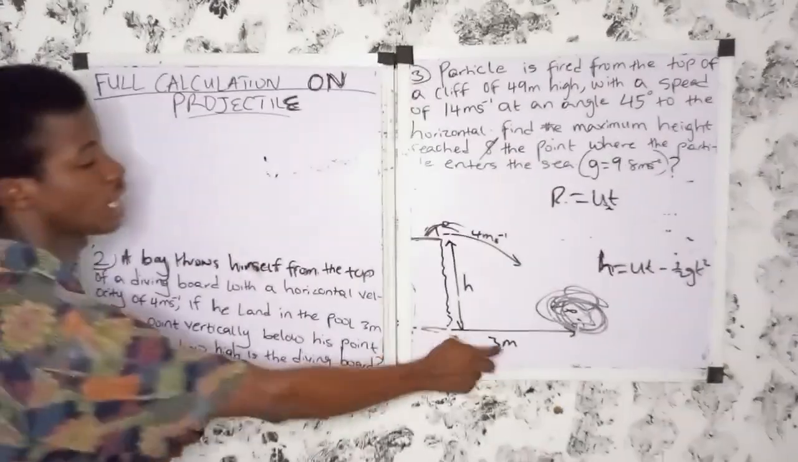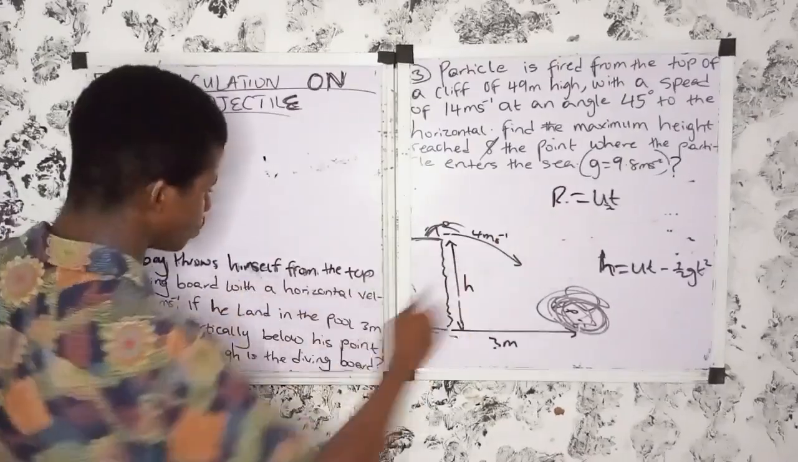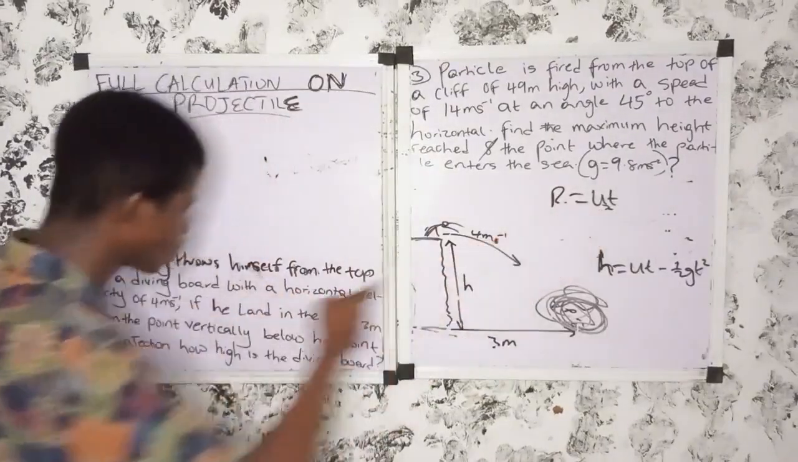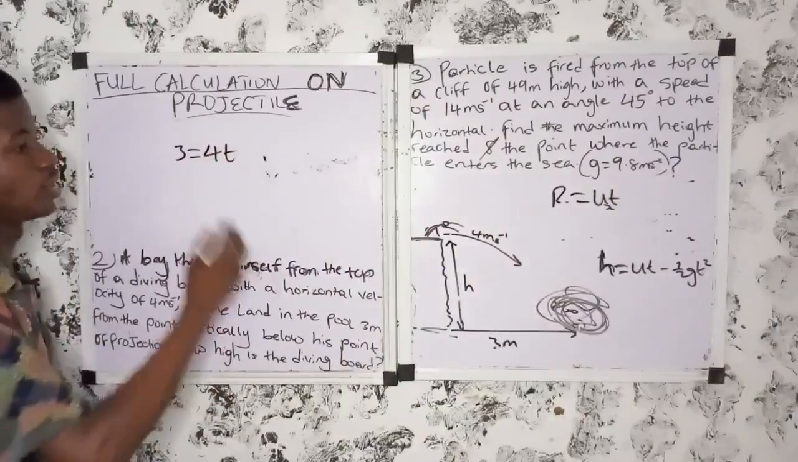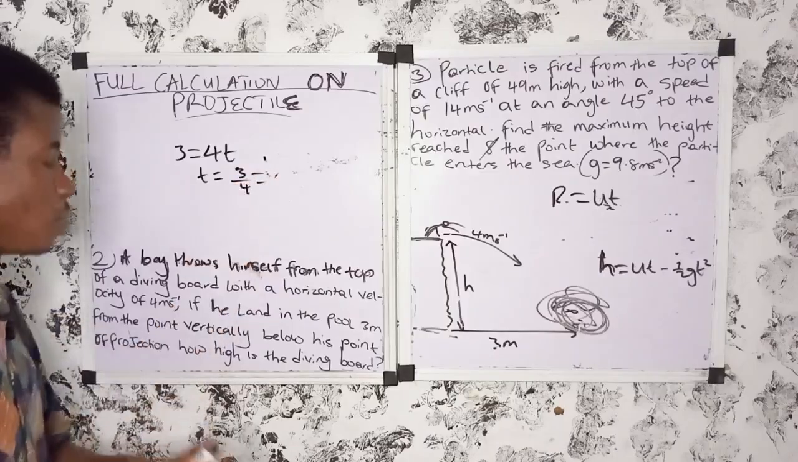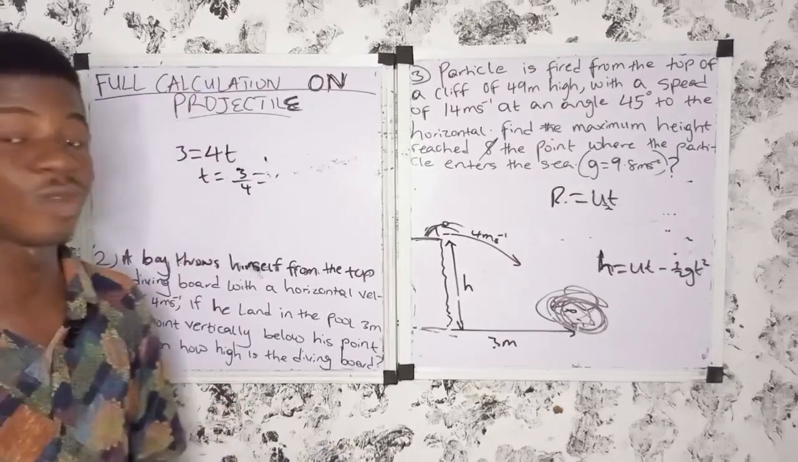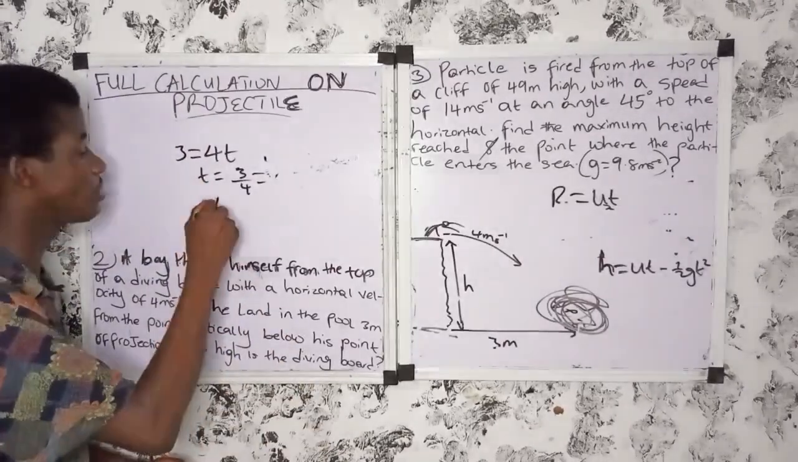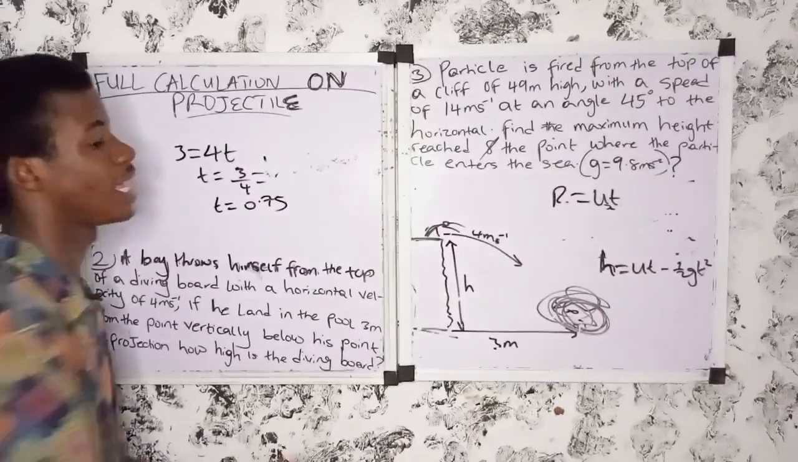Now range is what? Our range is 3, right? 3 is equal to the horizontal velocity, which is 4, times T. So making the time the subject, 3 going to 4, our time will now be 3 divided by 4. 3 divided by 4 will give us 0.75. So the time is 0.75. Okay, now we're going to input this time in this place.